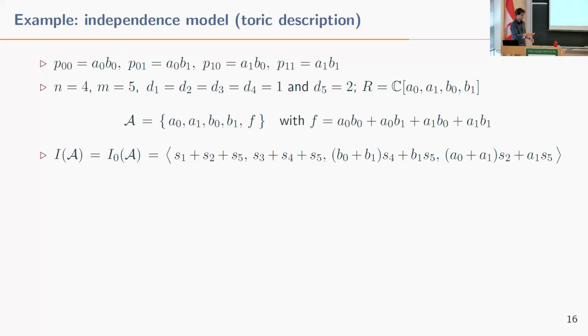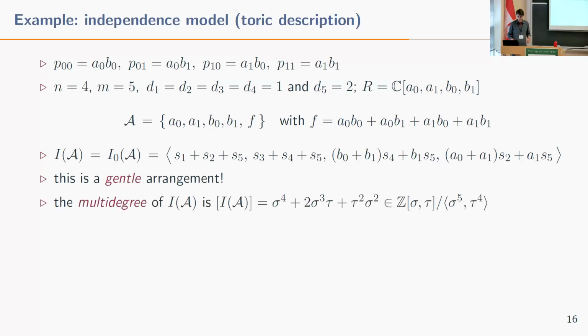So it turns out now that in this case, we do have a gentle arrangement. So the likelihood ideal is equal to the pre-likelihood ideal. This is a gentle arrangement. So gentleness really depends on the parameterization that you choose. So it's not an invariant of the model. It depends on the parameterization.